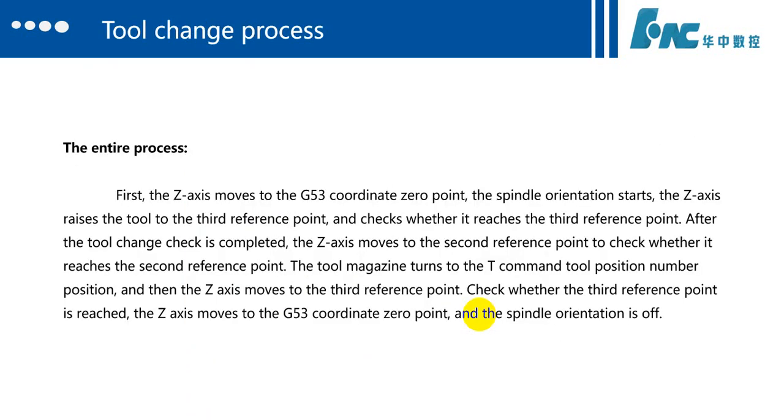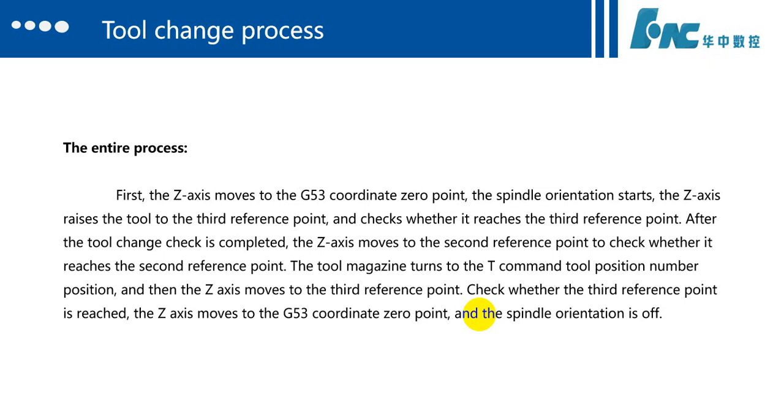The tool change process. The entire process is: first, the ZX moves to the G53 coordinate 0 point. The spindle orientation starts. The ZX raises the tool to the third reference point and checks whether it reaches the third reference point. After the tool change check is completed, the ZX moves to the second reference point to check whether it reaches the second reference point.